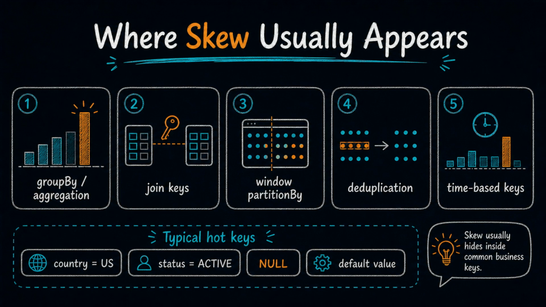The second place is join keys. If many rows have the same value for the join key, those rows will be grouped together, potentially overloading a specific partition. This can cause delays and uneven distribution of processing load across the cluster. The third place is window functions using partition by. When a particular window partition contains an excessive number of rows, the computation required for that window can become very slow. This can impact the overall performance of the query and delay results. The fourth place is deduplication.